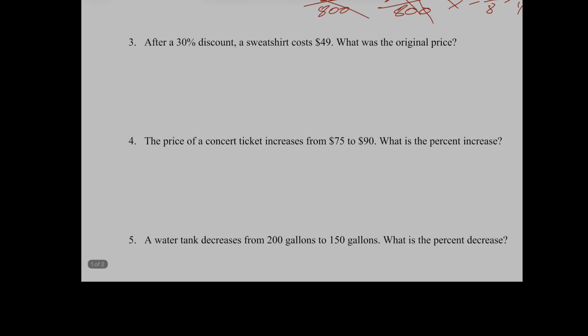After a 30% discount, a sweatshirt costs $49. What's the original? So what do I not know? I don't know the original. So I'm going to start with my x. Now, a discount, I'm going to subtract 30% of whatever that original is. So 30% is 0.3 because I moved the decimal over twice, times the original. And after I do all that math, I should end up with $49.